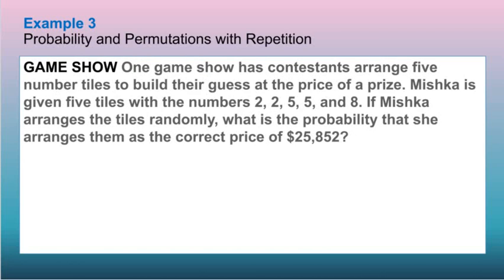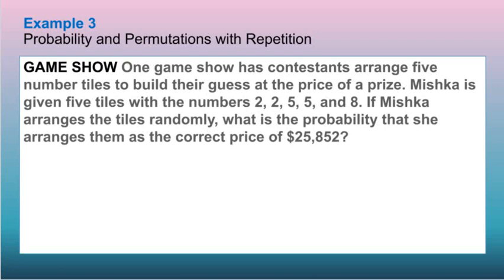Next, one game show has contestants arranging 5 number tiles to build their guess at the price of a prize. Mishka is given 5 tiles with numbers 2, 2, 5, 5, 8. Mishka arranges the tiles randomly. What is the probability that she arranges them in the correct price of 25,852?